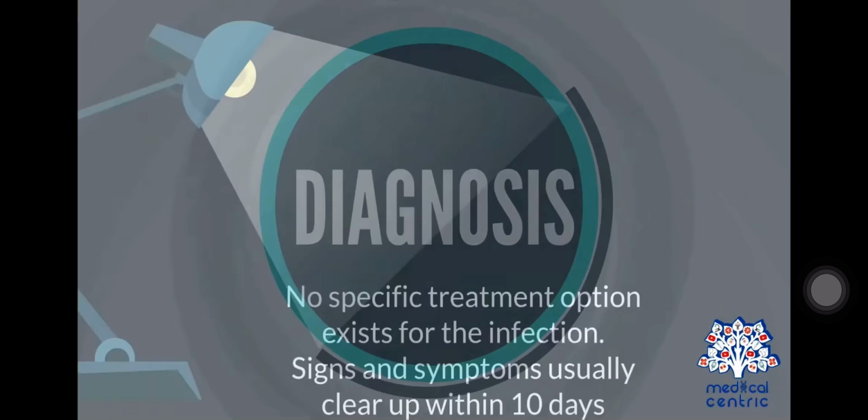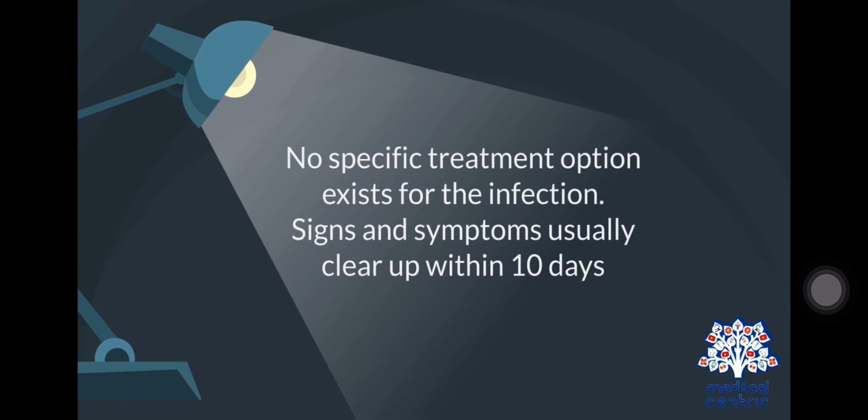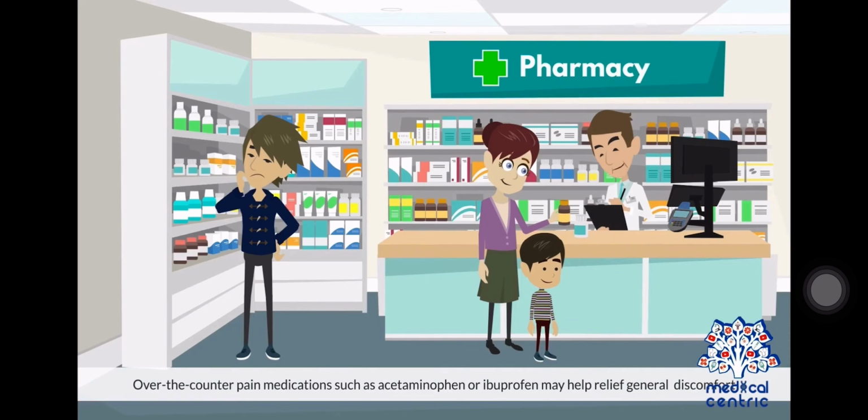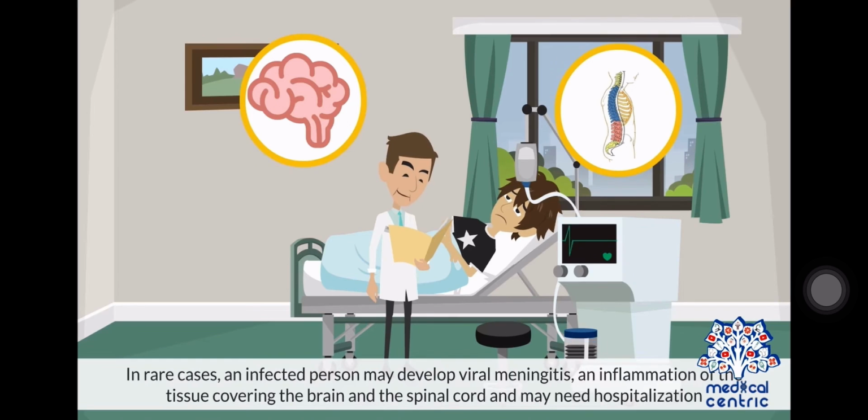Treatment. No specific treatment option exists for the infection. Signs and symptoms usually clear up within 10 days. To help reduce the pain of mouth sores, a topical oral anesthetic may be recommended. Over-the-counter pain medications such as acetaminophen or ibuprofen may help relieve general discomfort. In rare cases, an infected person may develop viral meningitis, an inflammation of the tissue covering the brain and the spinal cord, and may need hospitalization.